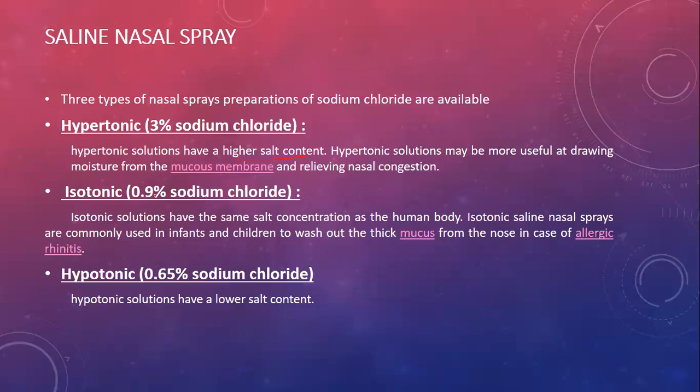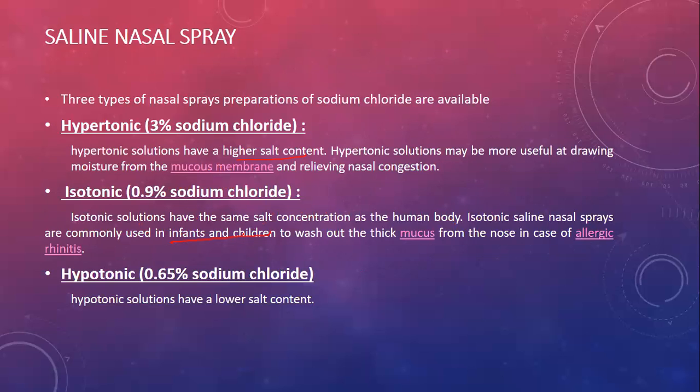Then isotonic is the commonly used strength of sodium chloride, that is 0.9% sodium chloride. It has the same salt concentration as the human body, that is called isotonic. Same concentration as that of the human body. Isotonic saline nasal drops are commonly used in infants and children to wash out the thick mucus from the nose in case of allergic rhinitis.